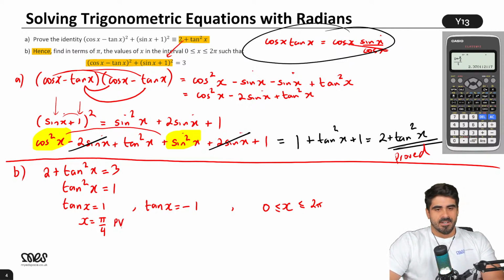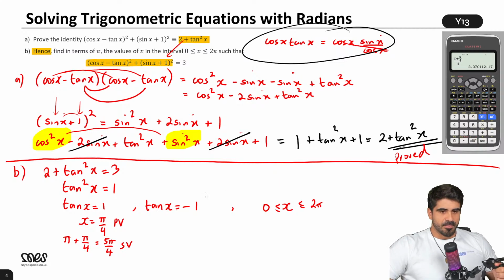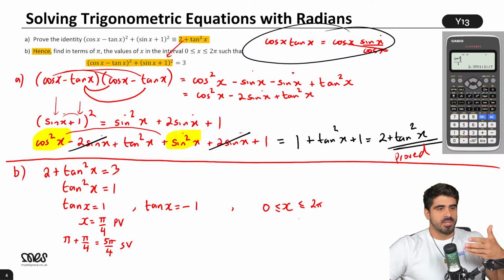From memory, how do you work out the secondary value for tan? I'll show you how to deal with that -1 in a second. So 180 plus, which when dealing with radians, we're going to do pi plus. Pi plus pi over 4 is 5 pi over 4. That's the secondary value. Now let me show you another trick. That range is still not as easy to see if pi over 4 and 5 pi over 4 are within it.